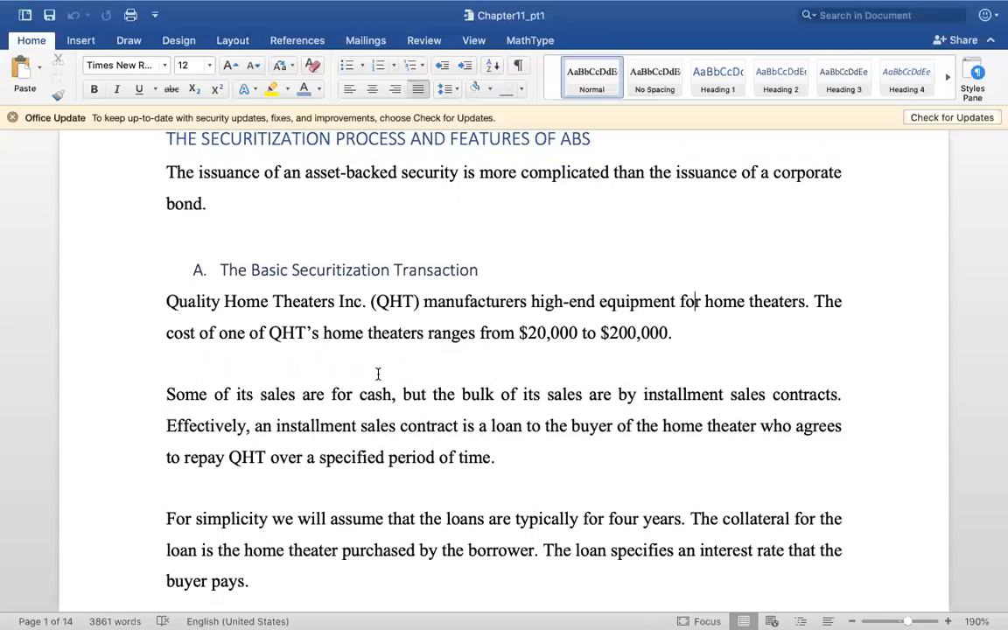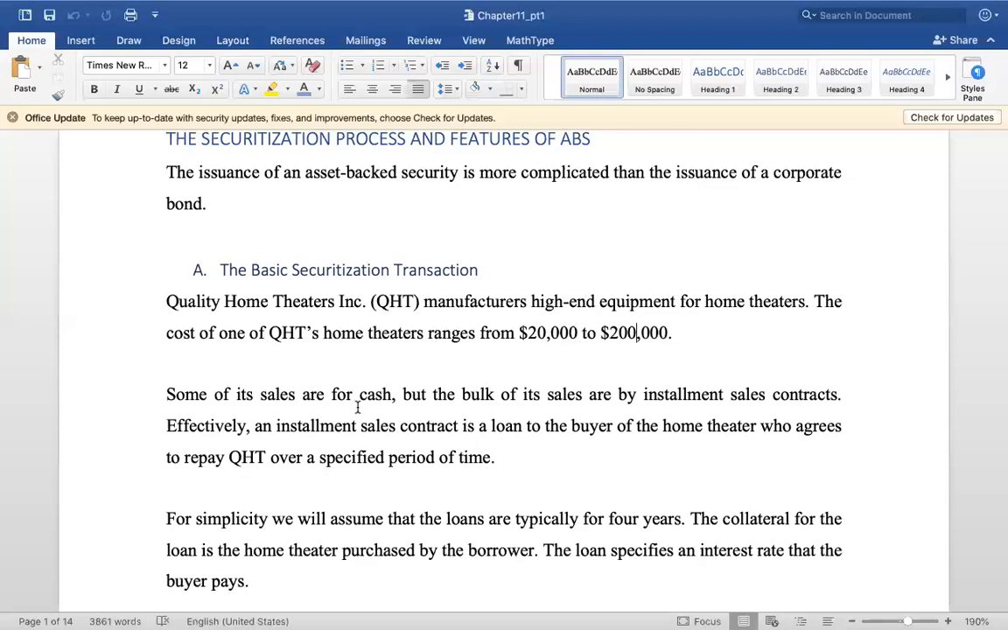theaters. The cost of one of QHT's home theaters ranges from $20,000 to $200,000. Some of its sales are cash, but the bulk of sales are on the basis of installment contracts, and those installment contracts are a kind of loan to the buyer of the home theater, who agrees to pay back over a specified period of time. For simplicity, we will assume that the loans are typically for 4 years, and the collateral for the loan is the home theater purchased by the owner.